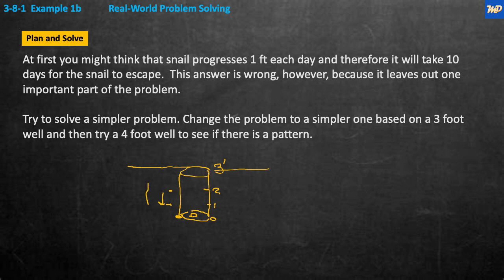up 2. And then you think, well, he's going to slide down 1 foot. But guess what? He has to get out of the well. With this 3 foot well, on the first day he's going to go up 2 feet and down 1. And then he's going to go from 1 foot up 2 feet. And when he does, he's at 3 feet.